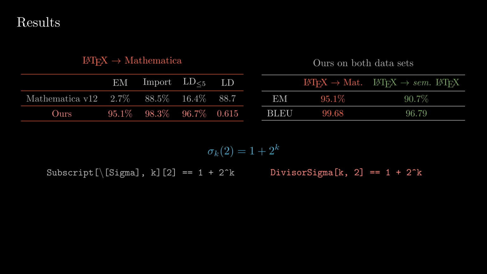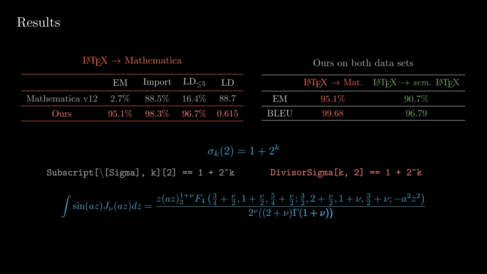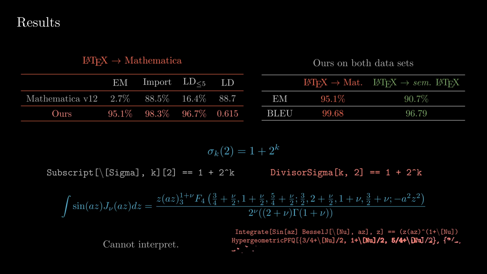For a second example, let's consider a somewhat more complex equation. Here, Mathematica throws an error and cannot import the LaTeX expression. At the same time, our model correctly translates the expression into the Mathematica format and extracts all relevant information, including the fact that there's a Bessel J, a hypergeometric function, and the gamma function.